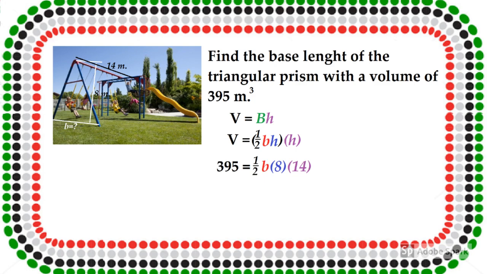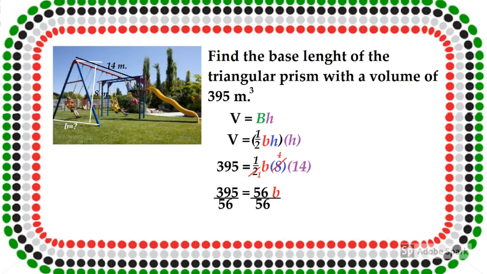Substituting the values in the given formula, it will give us 395 is equal to 1/2 B times 8 times 14. We can simply cancel out the two numbers, which is on the right side, with 2 as the factor. So 2 in 2 is equal to 1. And how many 2 in 8? It is 4. Multiplying 4 by 14, it will give us 56. Therefore, the equation will give us 395 is equal to 56B.